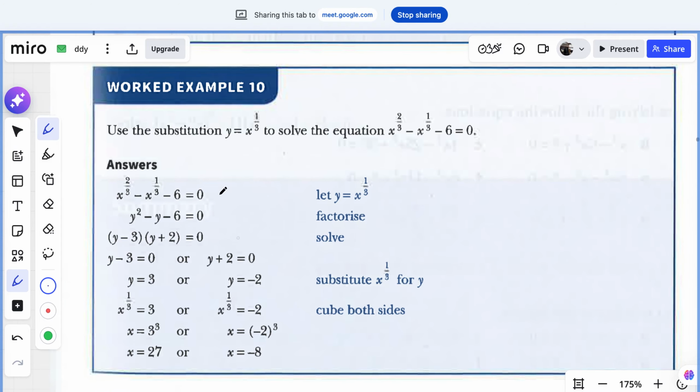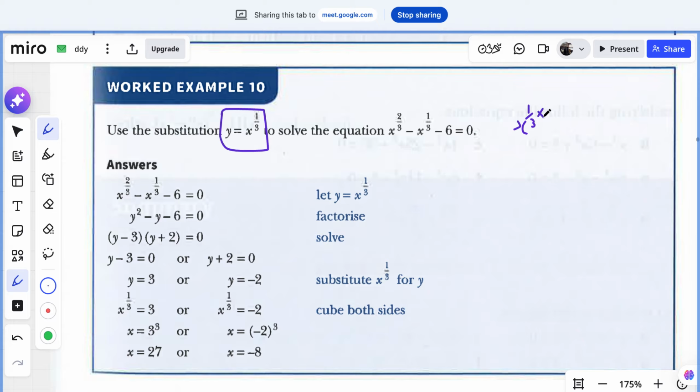Now, let's use the same method we've talked about to solve the one that has the same problem. Like you say, use the substitution method of y. Meaning anywhere you see x to the power of 1 over 3, you put y there. To solve this equation, x to the power of 2 over 3 minus x to the power of 1 over 3 minus 6 equals 0. Okay, x to the power of 1 over 3 is already y. Remember, 2 over 3 means x raised to the power 1 over 3 times 2.